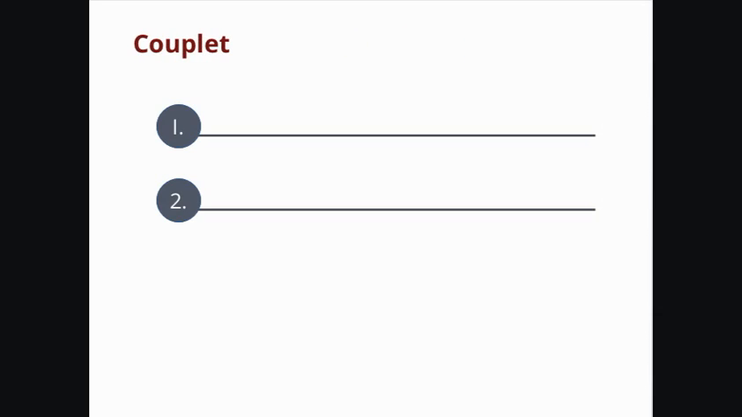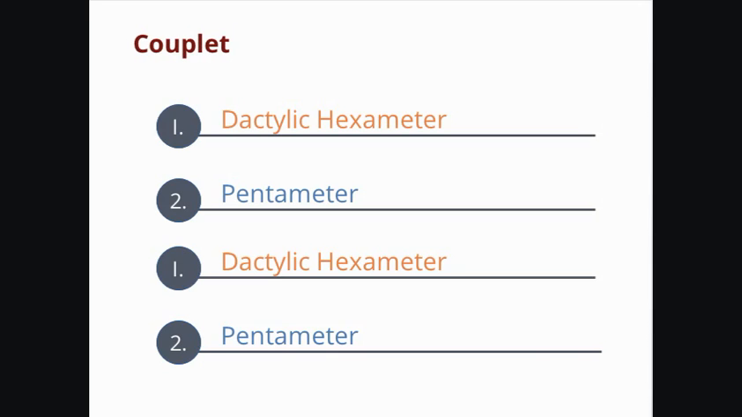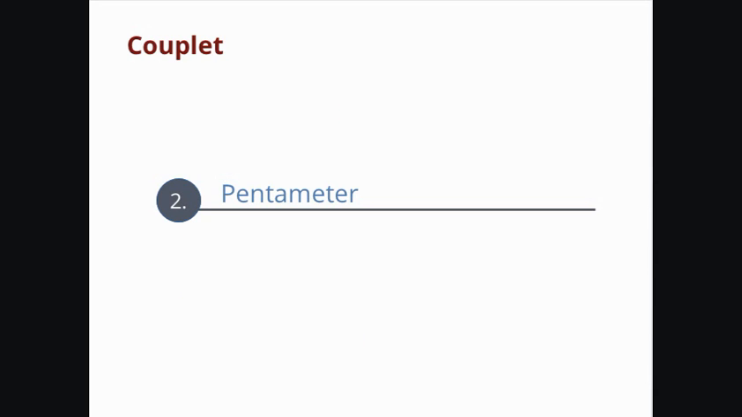As the couplet part of the name suggests, the couplet is a series of 2 lines. The first line is in dactylic hexameter, the second is in pentameter. This sequence repeats itself for the duration of the poem. We have already discussed dactylic hexameter, so we can focus on the line of pentameter.